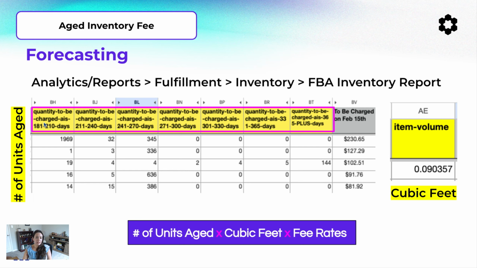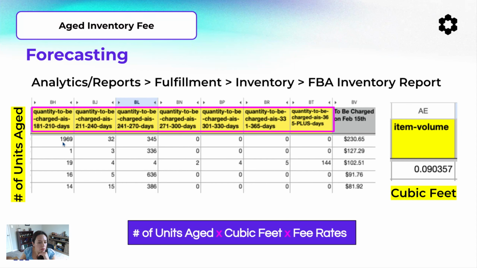So if you look at this, quantity to be charged, AIS, which is aged inventory surcharge, and then they have the different buckets, because each of these buckets represents a different rate, right? A different fee that's going to be charged. So this is very valuable. If you download this report, it shows you how many units for each ASIN there are and what their age is, so that you know what the fees are going to be.